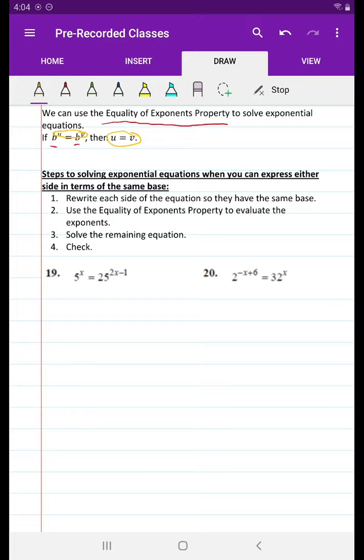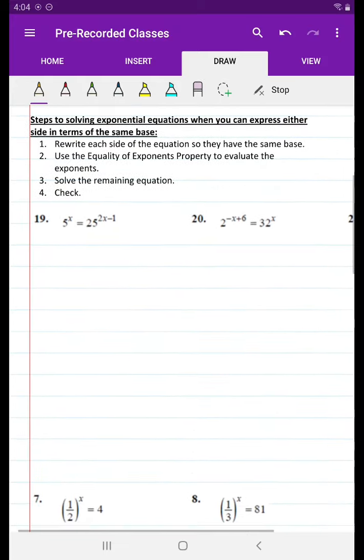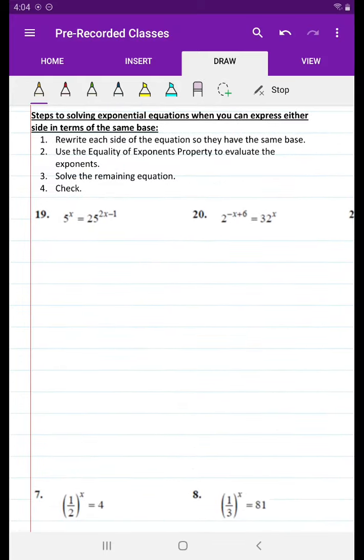So the first type of equation that we want to solve are those that are simpler, where you can rewrite it with the same base and solve it in terms of that. The steps are: you're going to write each side of the equation so they have the same base. For some numbers, you're going to have to rewrite it with a new base and with different exponents. Then you'll simplify those exponents. You'll use the equality of exponents property, clear your bases, and then solve the remaining equation. So we'll go ahead and jump into some of these class examples.